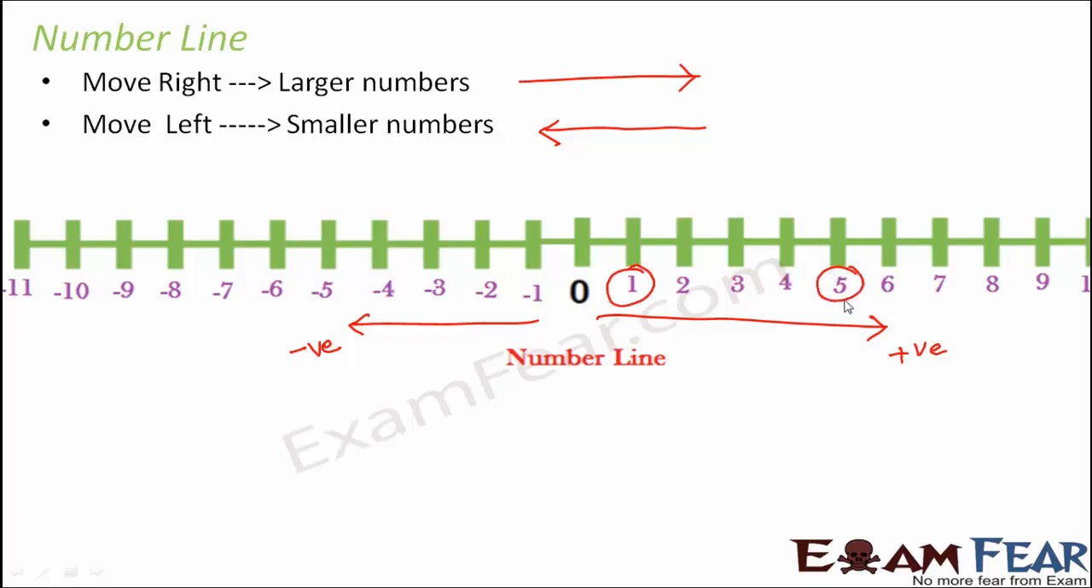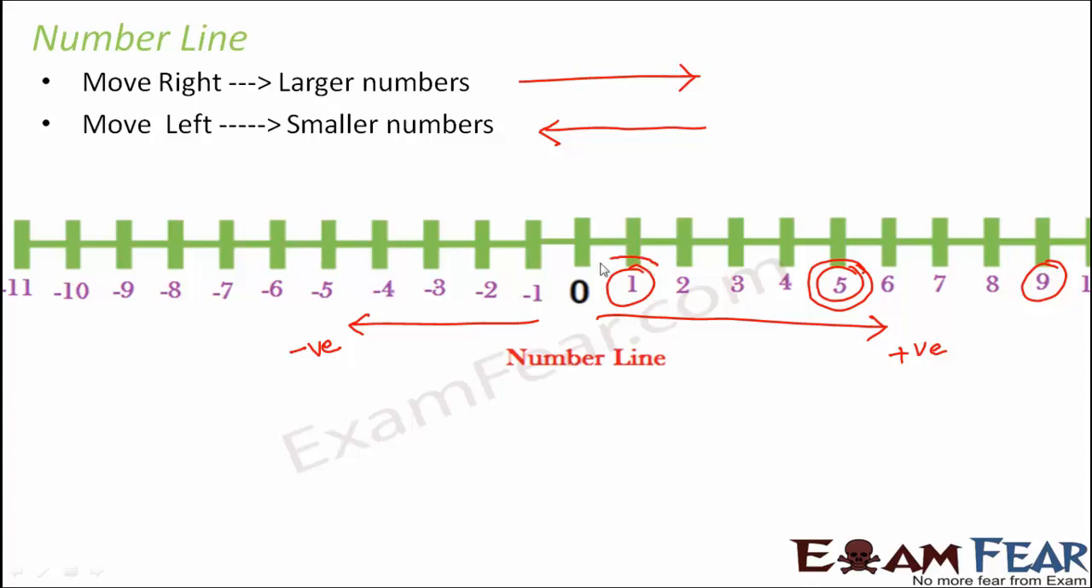5, because 5 is located towards the right of 1, right? Now let us compare the same number 5 with 9, which is bigger? In this case, 9 is bigger because 9 is located towards the right side of 5.